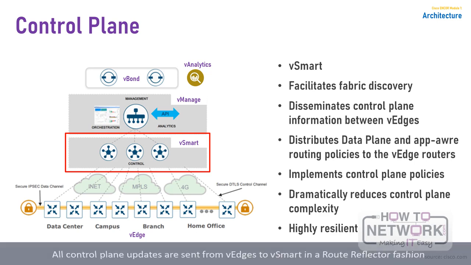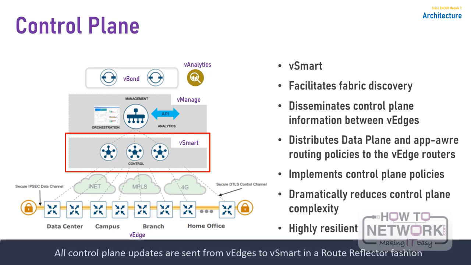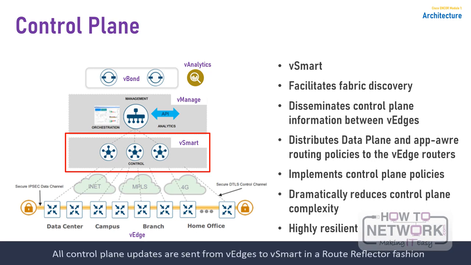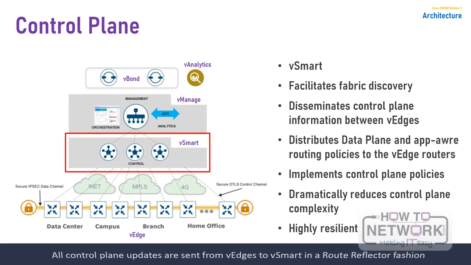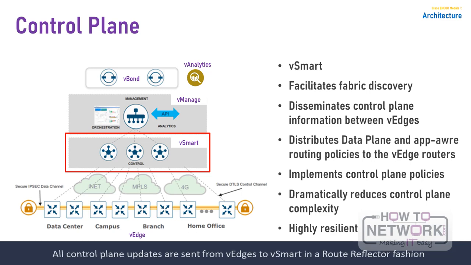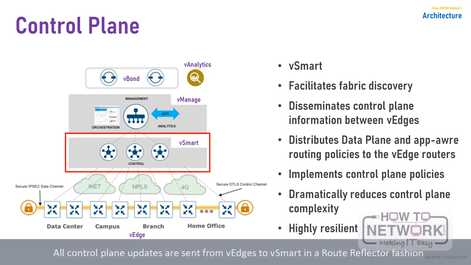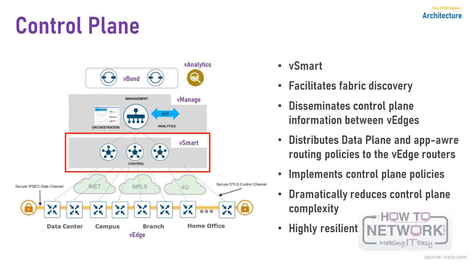All control plane updates are sent from vEdges to vSmart in a route reflector fashion. vSmart then reflects those updates to all remote vEdge sites. This is how vEdge learns about all available tunnel endpoints and user prefixes in the network. Since the control plane is centralized, you're not required to build control channels directly between all vEdge routers.